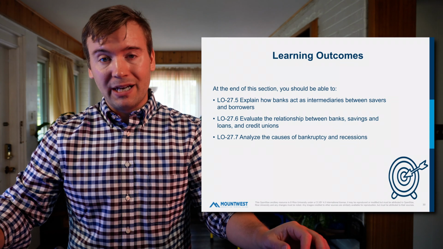So our learning outcomes: we need to explain how banks act as intermediaries between savers and borrowers, evaluate the relationship between banks, savings and loans, and credit union institutions, and analyze the causes of bankruptcy and recessions.